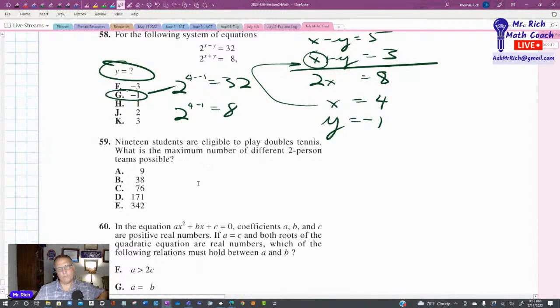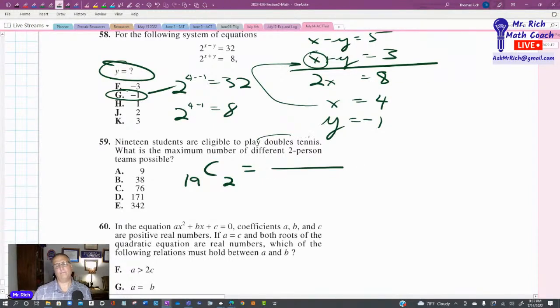19 students are eligible to play doubles tennis. What is the maximum number of different two-person teams possible? This is a combination question because I'm taking 19 people and choosing them into groups of 2. So I need to do 19 choose 2. I'm using combination, not permutation, because the order would presumably not matter. With a pair of people, either way they're selected, first or second, would be the same team.